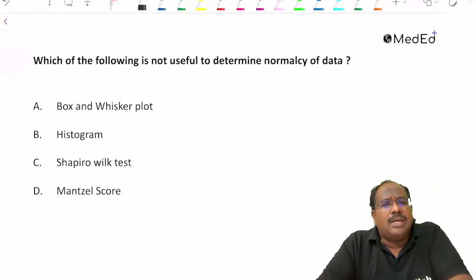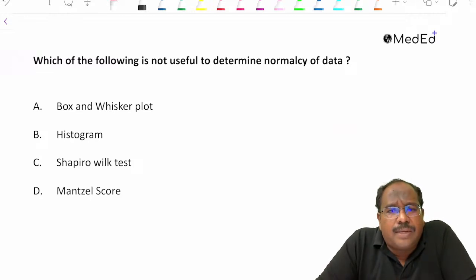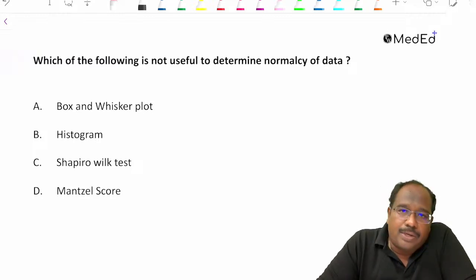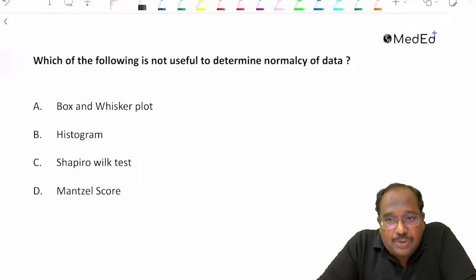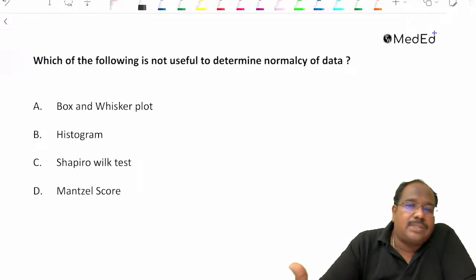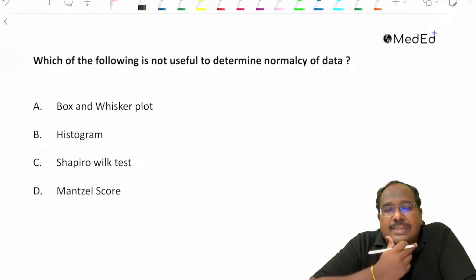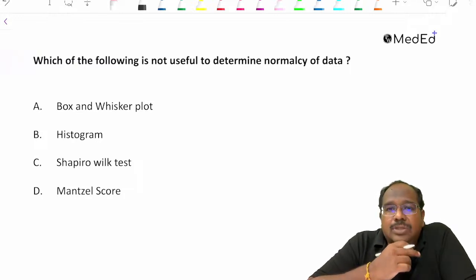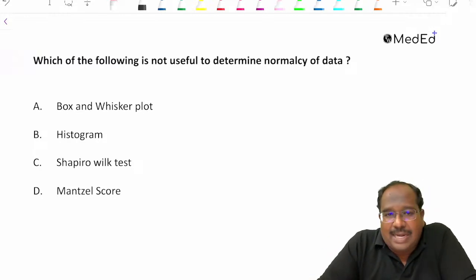Last exam question: which of the following is not useful in determining the normalcy of data? Normalcy means you want to see whether the data is normally distributed or not. You can use graphs and tests when doing analysis. Suppose as a statistician I am doing analysis, I want to see whether to use a parametric test or a non-parametric test. At that time we apply these graphs or tests.